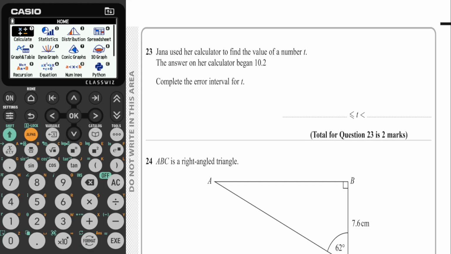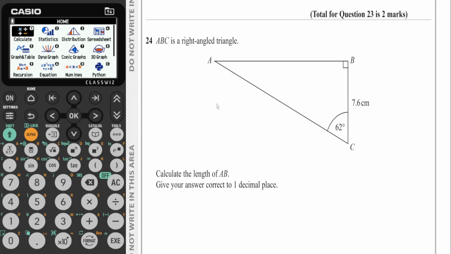Question number 23. Joanna used her calculator to find a value of a number t. Her answer on her calculator began 10.2. We have to complete the error interval for t. Well, if the answer began with 10.2, that means we'd have t which is greater than or equal to 10.2 but less than 10.3. Can't include the 10.3 because it starts off with 10.2.